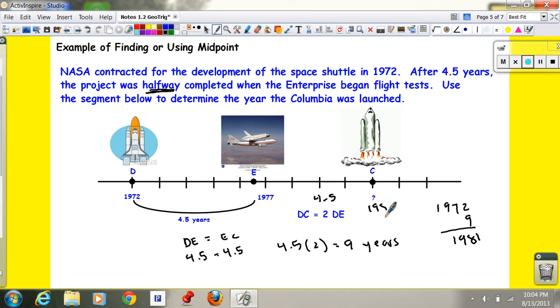Okay, so 1981. Now here I put that DC, this whole piece, is equal to 2 of these DEs, because they're both exactly the same. So that's another way you could have solved it, is that DC is going to be 2 of these DEs. You got a DE here, and you'd have another DE here, because they have to be the same. So you could have used this formula, or you could have used the way I solved it there.